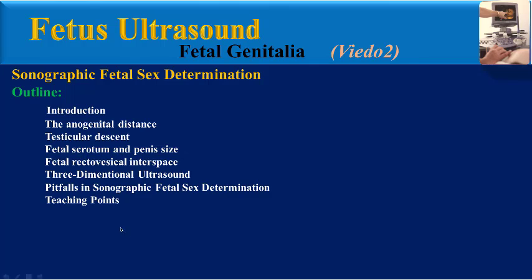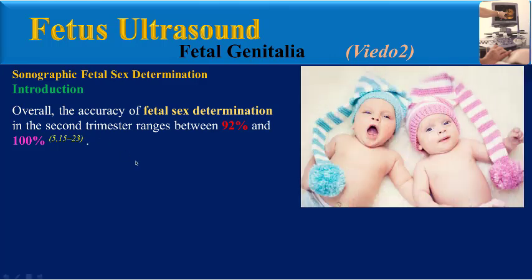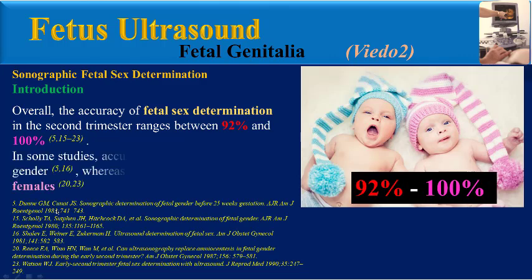At first, introduction. Overall, the accuracy of fetal sex determination in the second trimester ranges between 92 and 100%, which some studies believe is higher for male gender, whereas in others it's higher for females.